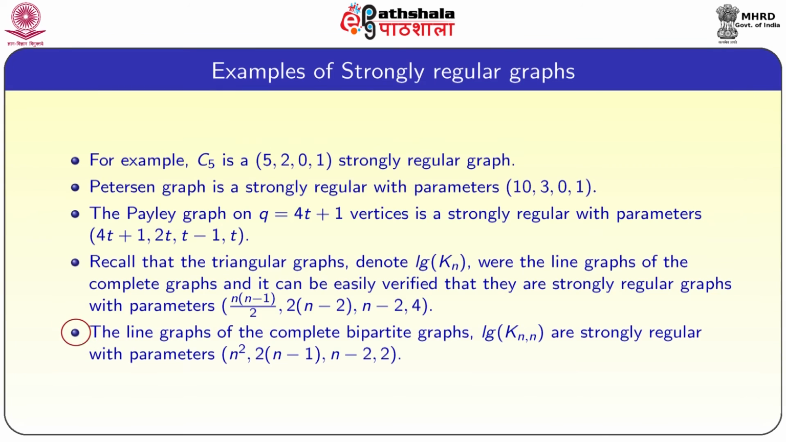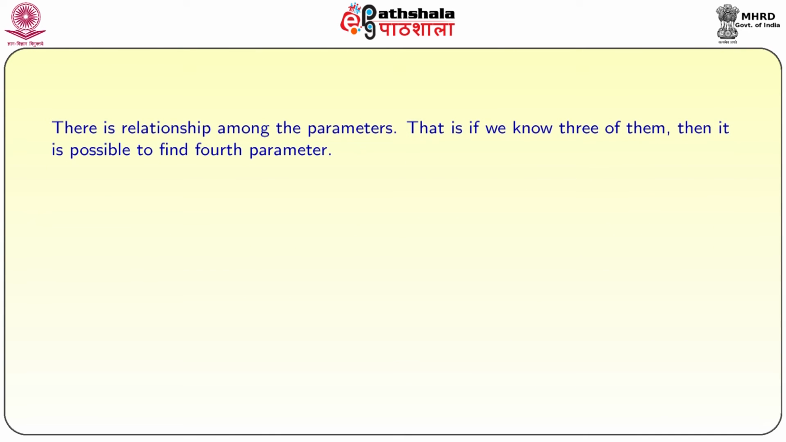The line graphs of complete bipartite graphs, that is L(G) of K_{n,n}, are also strongly regular graphs with parameters (n squared, 2(n minus 1), n minus 1, 2). There is a relationship among the parameters, that is, if you know 3 of them, then it is possible to find the 4th parameter. Let X be a strongly regular graph with parameters (n, k, a, c).